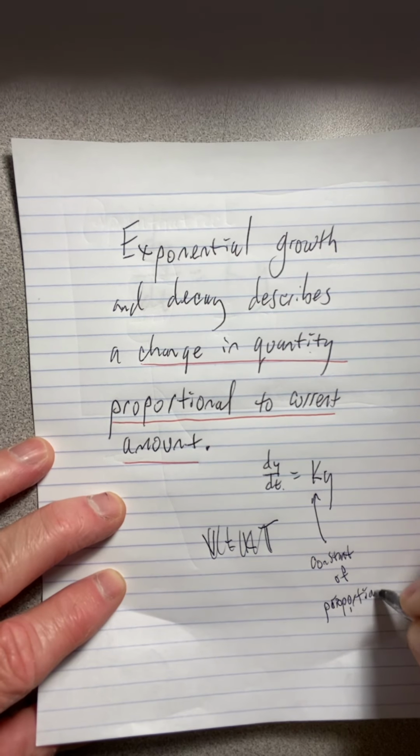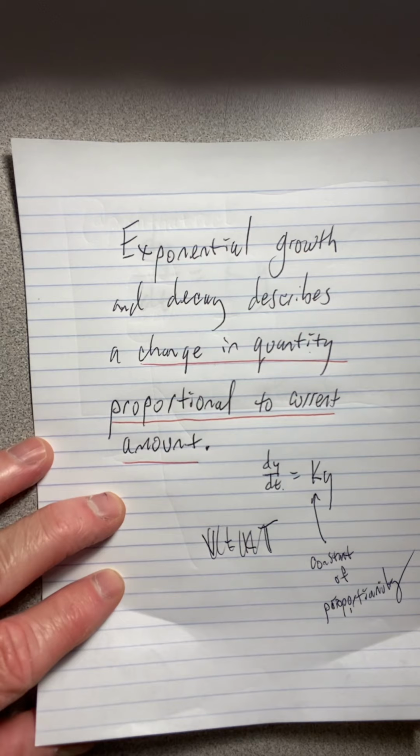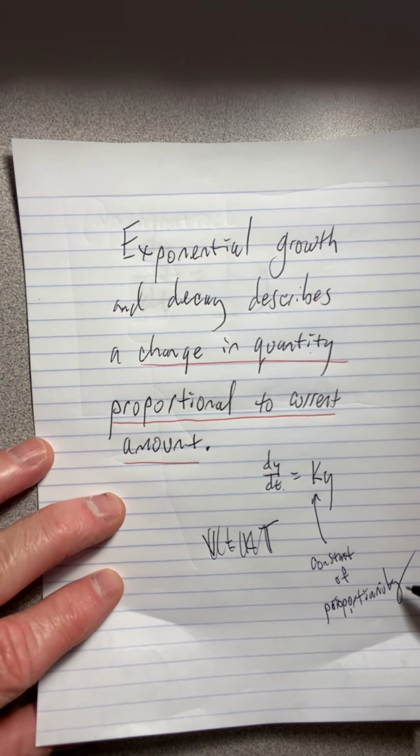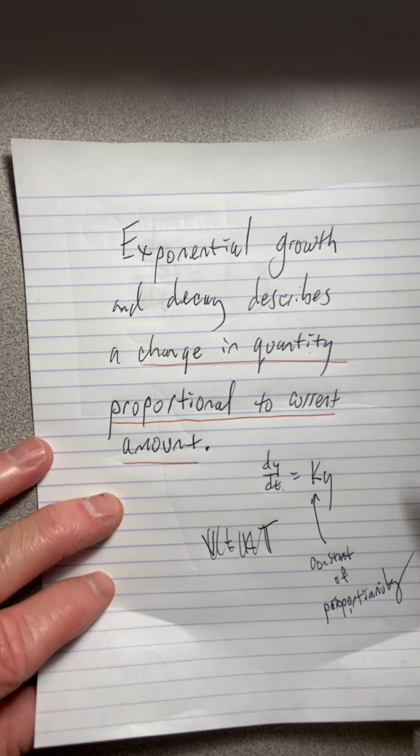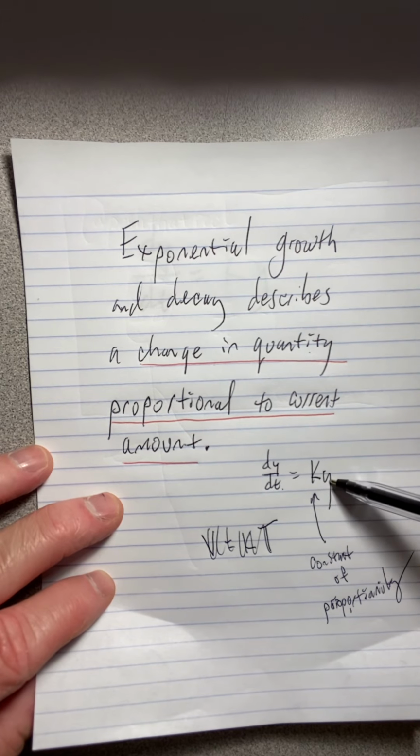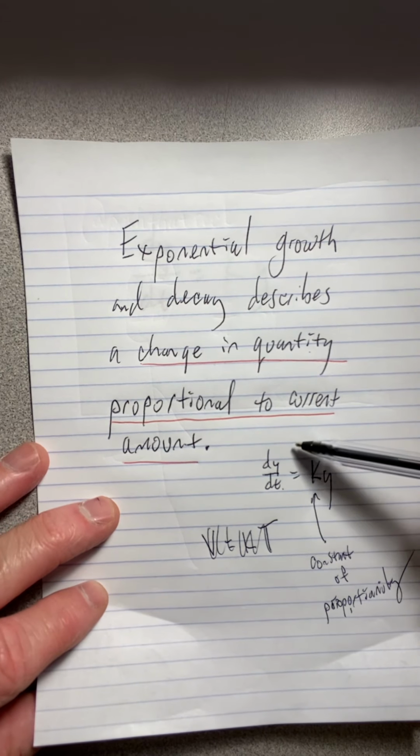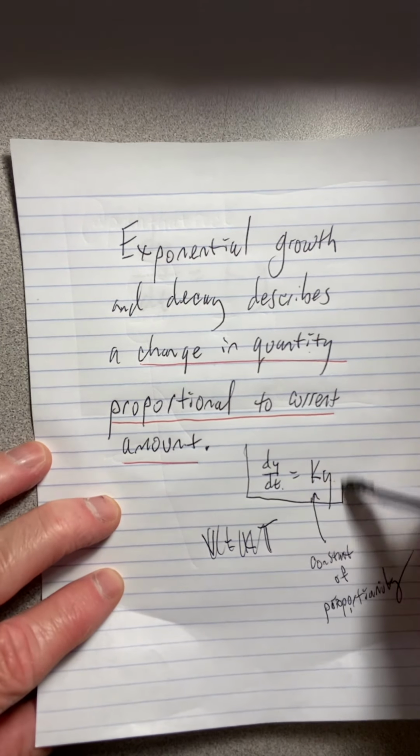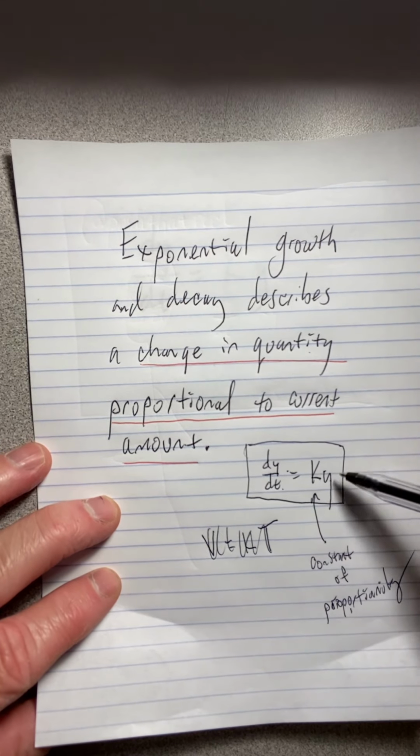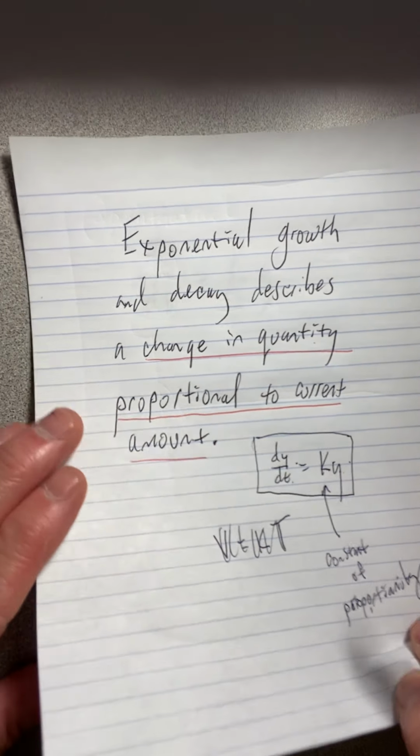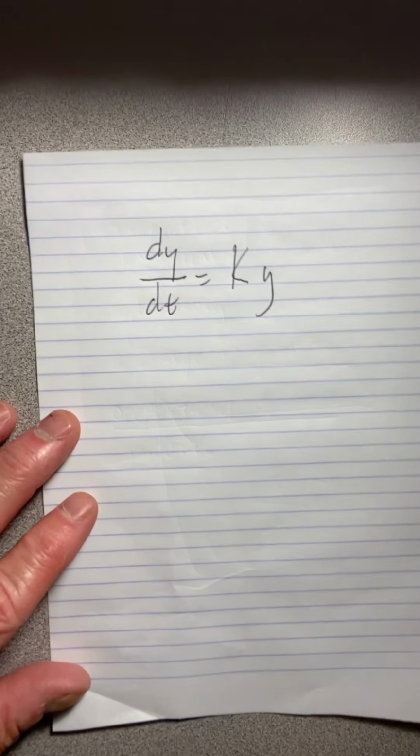Constant of proportionality. I don't know how to spell proportionality. I just wrote it really badly with bad handwriting, so you don't know I don't know how to spell it. Anyway, with the quantity itself. So that's what the definition says. The definition gives us this relationship between the derivative and the function.